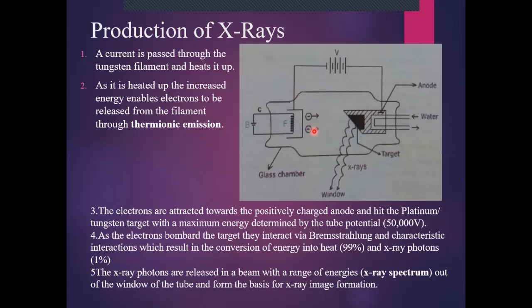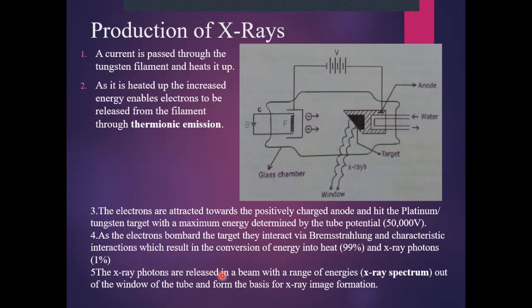So it means that when these electrons fall on the target material, either there will be Bremsstrahlung phenomena or inner shell transition or characteristic interaction, due to which their kinetic energy is converted into X-rays. But here the main point is, most of the kinetic energy is converted into heat energy, about 99%, and only 1% of their kinetic energy is converted into X-ray photons.